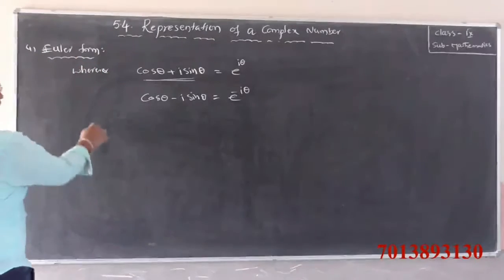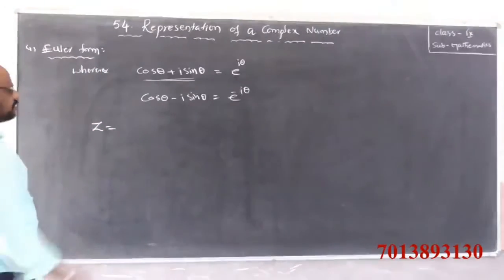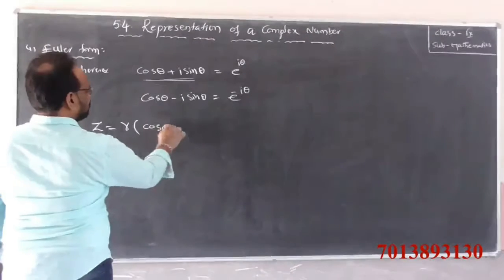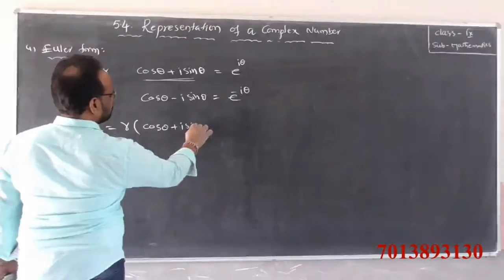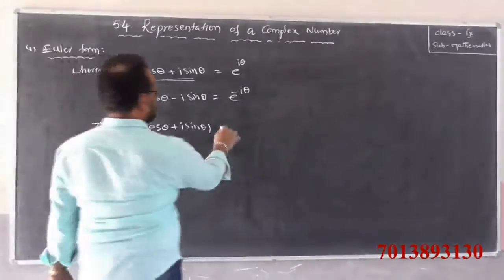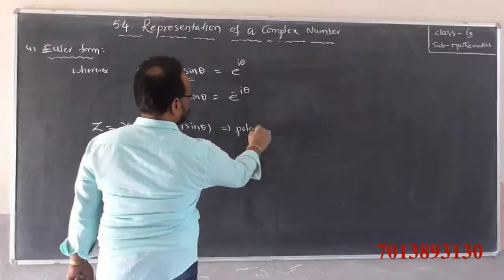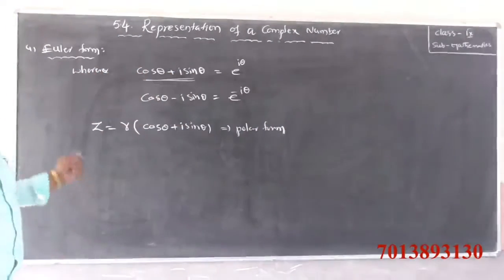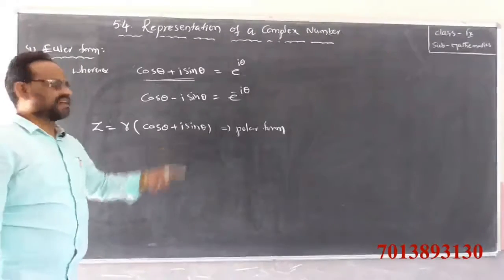So if z is equal to x plus iy, the polar form is r times (cos theta plus i sin theta). This is called the polar form. We want the polar form: cos theta plus i sin theta.